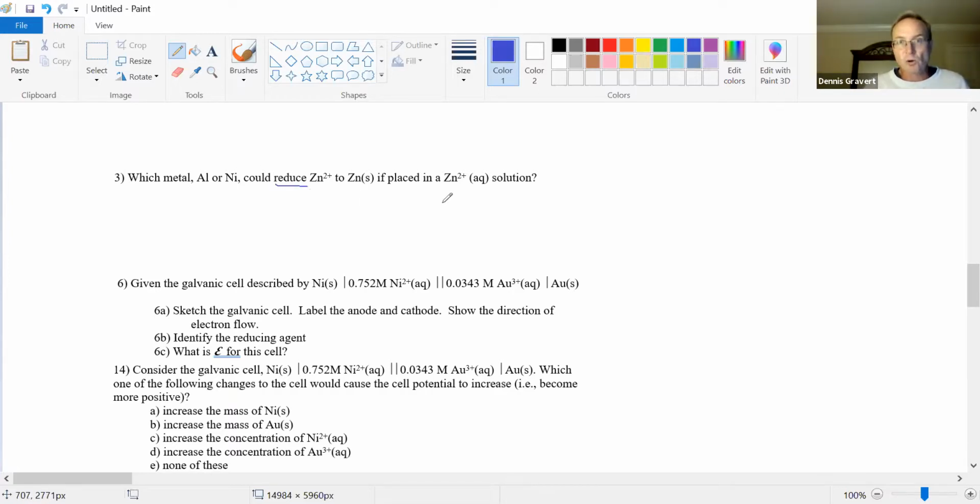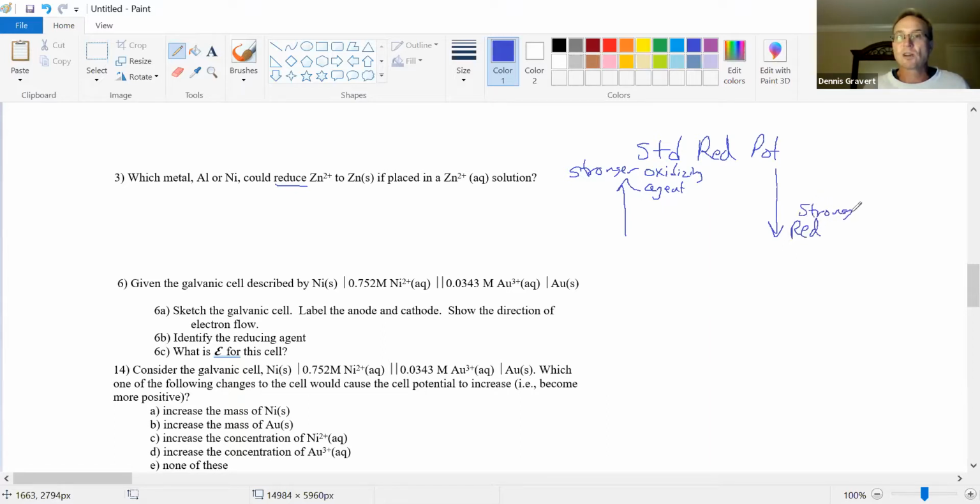So you should know that on that standard reduction potential chart, the one that's given to you with the long list, a page long, if you look on the right side, you get stronger oxidizing agents. Something you should just know. And if you go on the right side, the product side of the chart, as you go down, you go to stronger reducing agents.